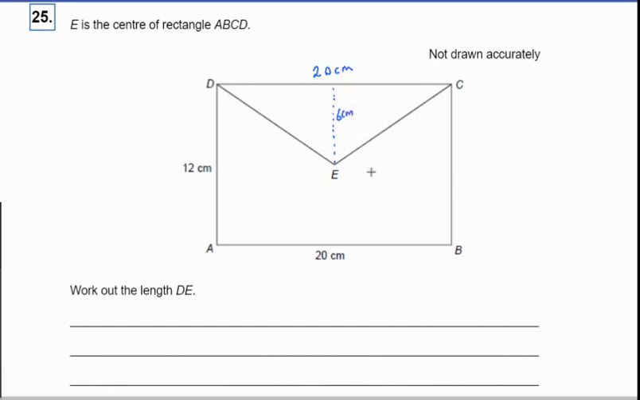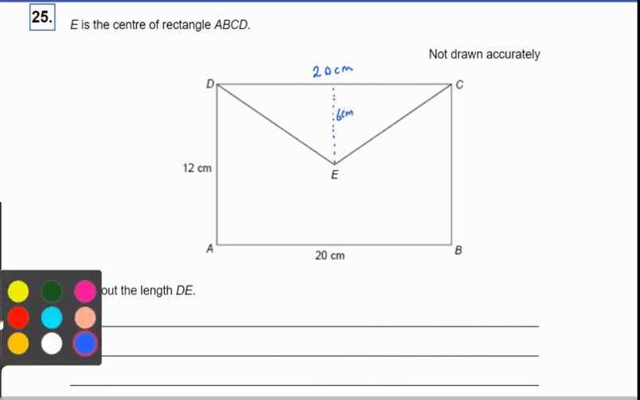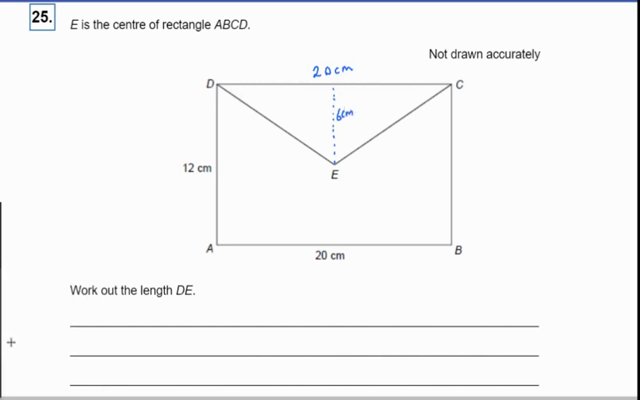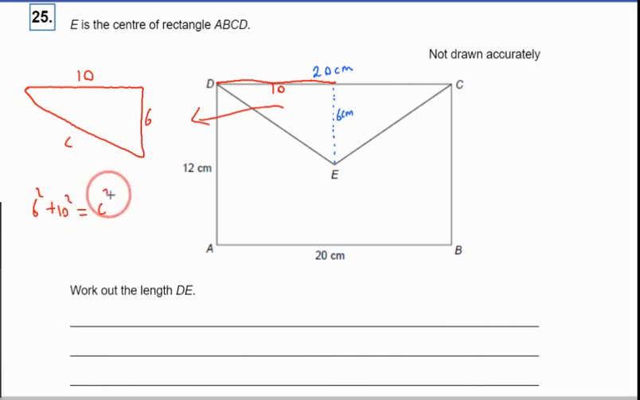That's already useful. Oh, look at that. If the whole length is 20 along the top and E is the center, that means going from here to here, that's just going to be halfway. So that's going to be 10. So I'll just draw this triangle here. I've got a triangle like this, where this length here is 10 and this is 6. And I can use that to work out this length here. So I've got 6 squared plus 10 squared equals c squared, using Pythagoras' theorem because I've made a right angle triangle.